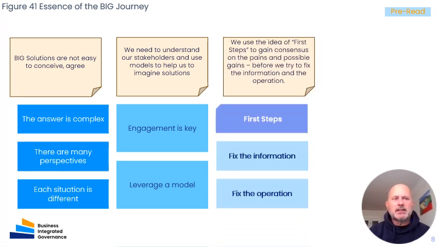Our approach to this is to use what we call a first steps engagement to build consensus, identify pains and possible gains, and get agreement to do something before we try and work out exactly what it is we're going to do. And once we have decided what we're going to do, it's inevitable that we'll need to fix information, need to fix our picture that we build our reality with, and fix the operation so that we can function and manage our affairs effectively.